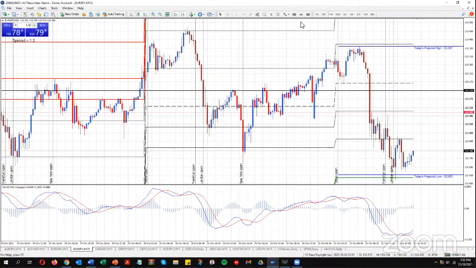It doesn't always happen just in the Asian session. Sometimes we need the Asian session plus the London session for today's high to low range to come in. So it can come in one session, or it may need 2 or 3 sessions before today's projected high or low range comes in. That's the difference. Hopefully that is clear enough to you.